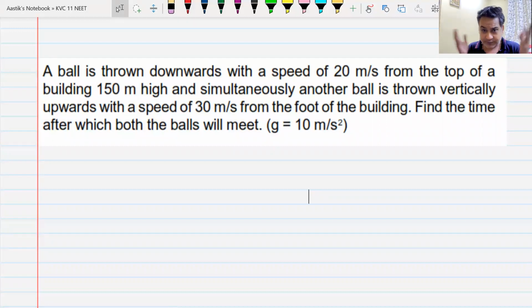Now, in the previous question, both the balls were thrown up from the ground. Now, one ball is thrown up from the ground, another is thrown downwards from the top of a tower. A ball is thrown downward with a speed of 20 meters per second from the top of a tower or a building, 150 meters high, and simultaneously, another ball is thrown vertically upward with a speed of 30 meters per second from the foot of the building. Find the time when the balls meet. 2 minutes you have.